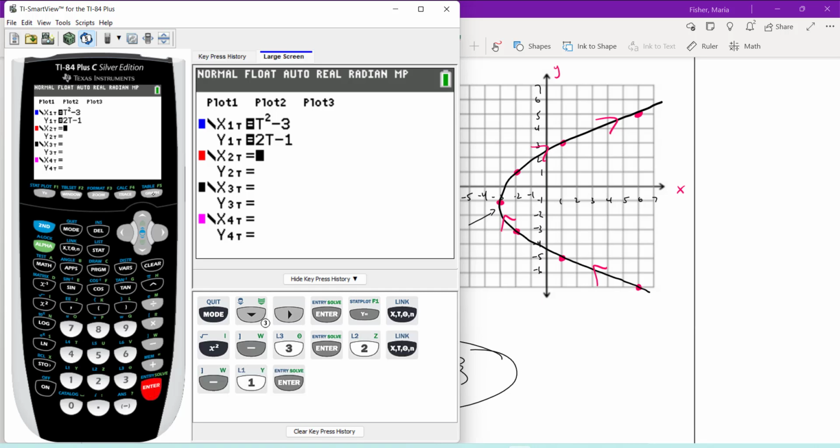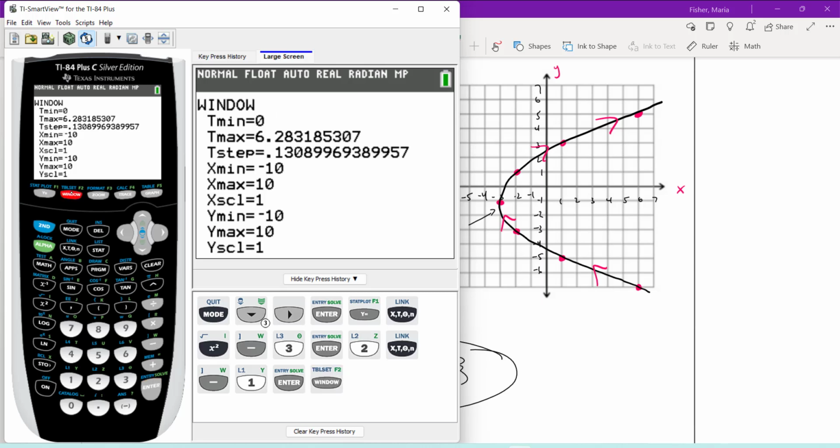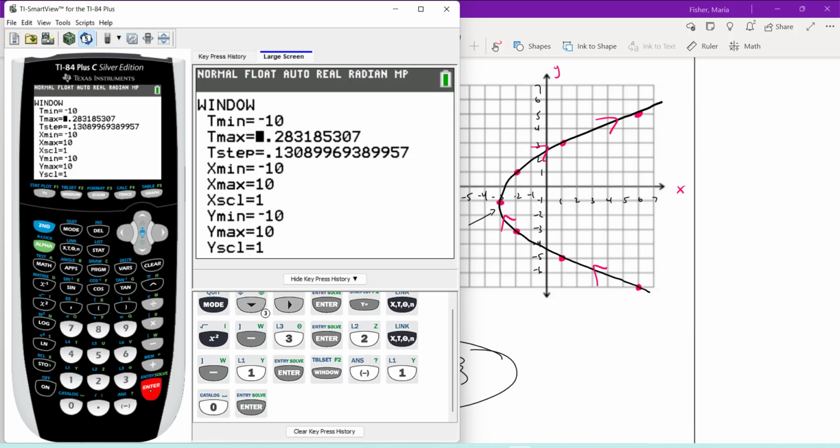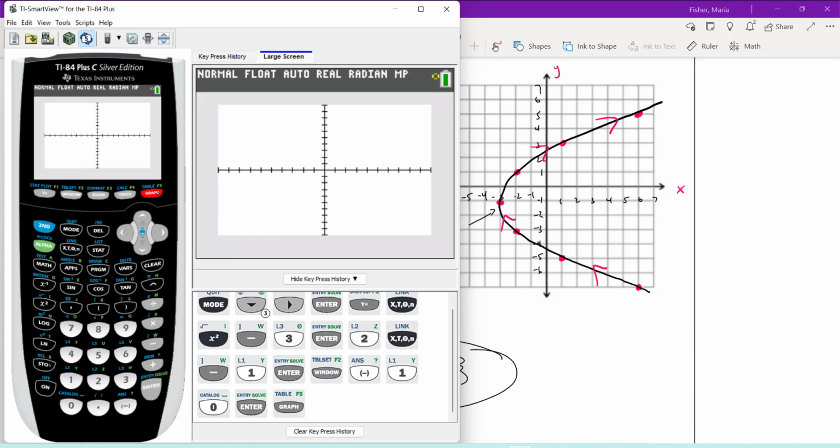Now, before we hit graph, I'm going to change the format of this. So if you hit window, notice that it tells you that your minimum t value is going to be 0. We don't want our minimum t value to be 0, so let's go ahead and just change that to negative 10, just so that we have a better picture of our graph. Now hit graph, and notice that this graph here looks very much like our graph.